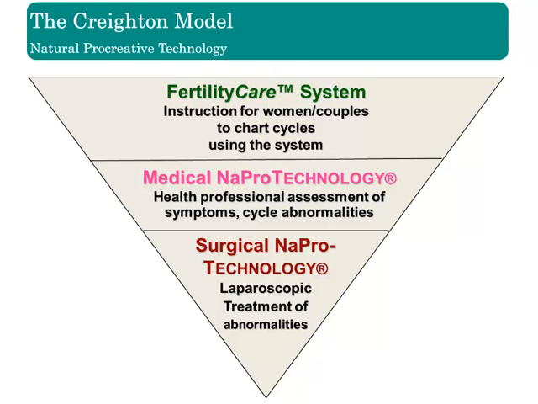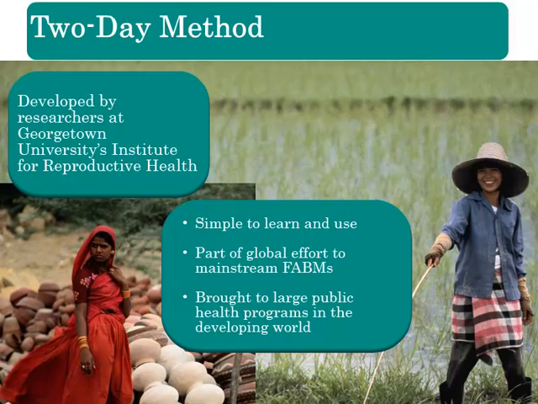The 2-day method is the simplest cervical mucus method to learn and use. Researchers at Georgetown University's Institute for Reproductive Health developed it as part of its global effort to mainstream fertility awareness based methods of family planning and bring them to large public health programs.